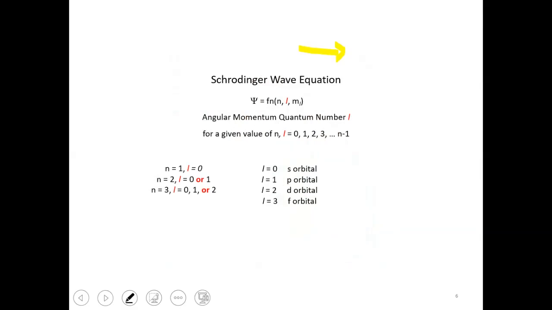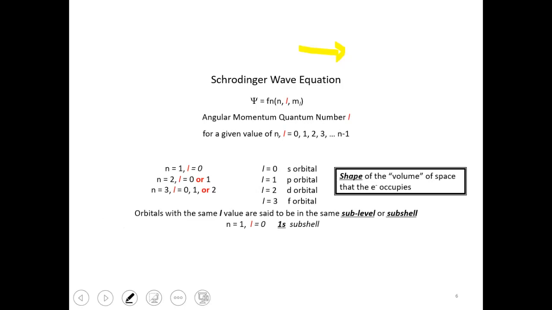Now, because that angular momentum describes a bit of a trajectory or region in space, the value of L describes the shape of the volume of space the electron occupies, all right? And again, when you have n equals 1 and L equals 0, any orbital that has the same value of L is said to be in the same sub-level. So for example, in this case, you would have level 1, which is n equals 1, sub-level 0, which is an s orbital. So we would call this the 1s subshell.